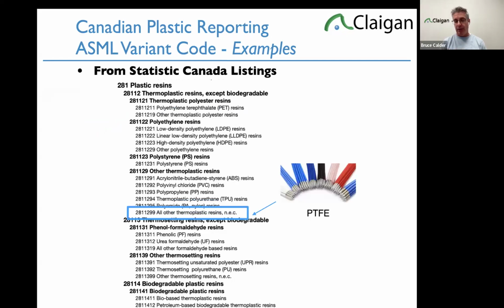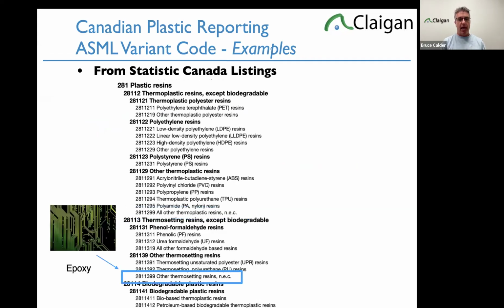PTFE, by the way, is recyclable at high temperature. You can remelt it. So PTFE wire, for anything else it's blamed of, is actually quite recyclable. And your epoxies, your circuit board epoxy, are not recyclable. And those are other thermoset resins, and that's the circuit board. So that's a good example of the different types of plastics.